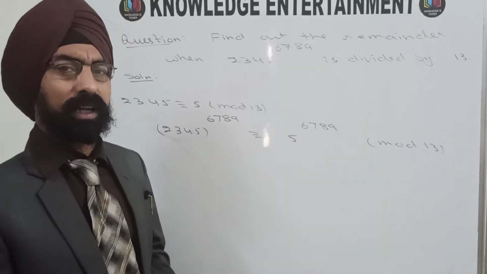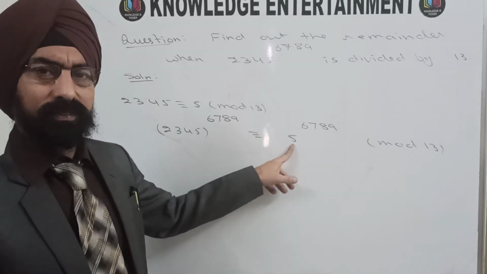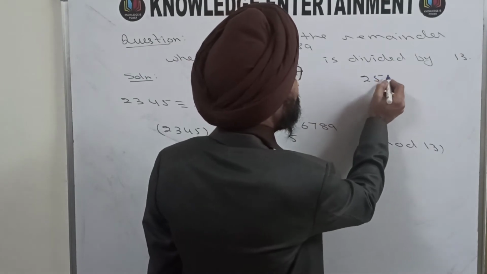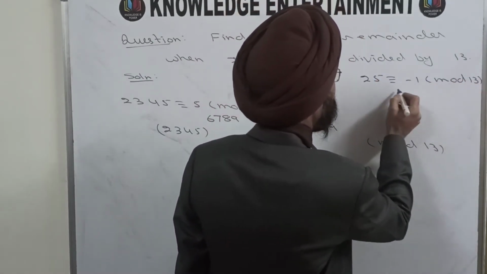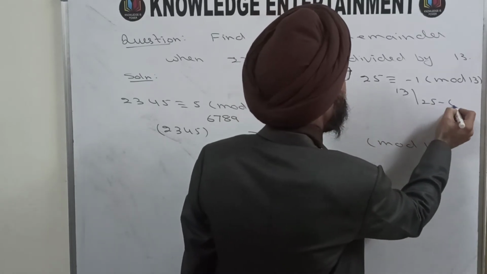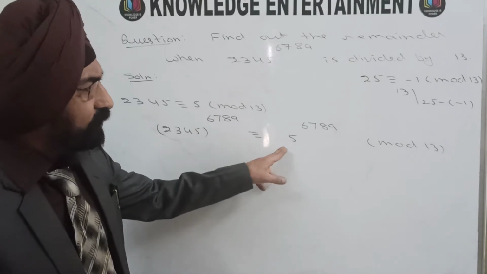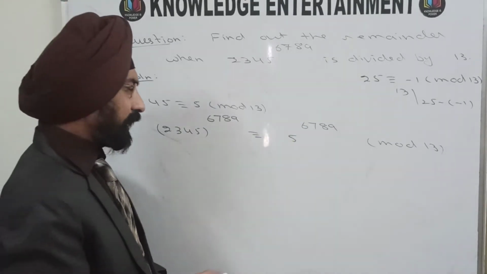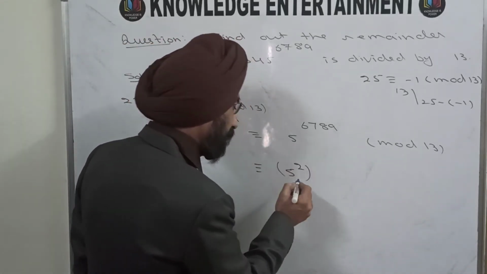And for that, what do I have to do? We know that 5 square is 25, and 25 is congruent to minus 1 modulo 13, because 13 divides 25 minus 1, that means 26. So 5 square I will have to use to reduce this quantity. For that, I am writing this as 5 square raised to the power.